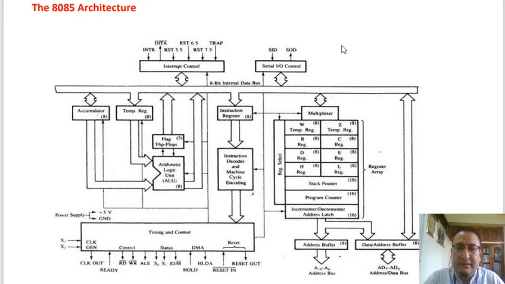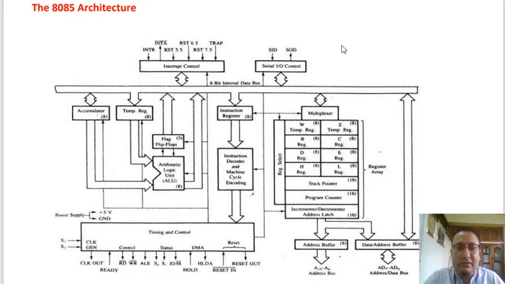So we have multiplexer. We have the general purpose registers and we have temporary registers. We have the register selector unit that enables selection of the registers from the register array whenever operation is being performed. We have stack pointer, which is of 16-bit in size. We have program counter, which is of 16-bit in size. We have increment and decrement address latch, which is of 16-bit in size. We have address buffer, which is of 8-bit in size. We have data address buffer, which is of 8-bit in size. The general purpose registers and temporary registers are of 8-bit in size individually.